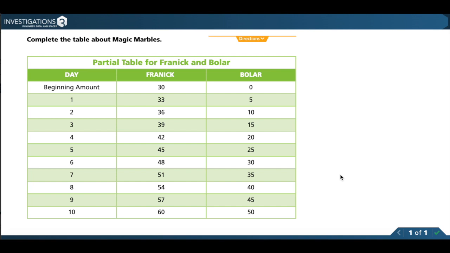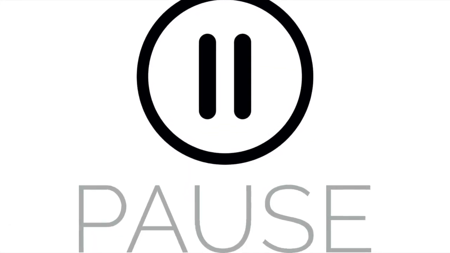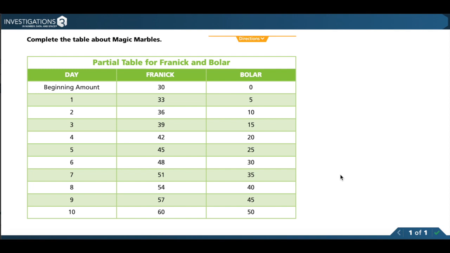What do you notice about Franek and Bolar's marbles now? Pause me and talk with somebody at home about, what do you notice about how many marbles they have now? So I know that on the 10th night, Franek has 60 marbles and Bolar has 50 marbles. Do you see any patterns? How can I describe what's happening as the days pass? So Bolar started with 0 marbles and Franek started with 30. So Franek started with a lot more than Bolar, but she's getting less each night.